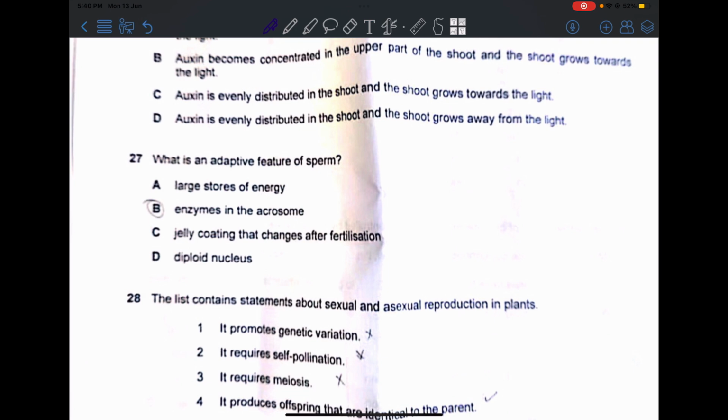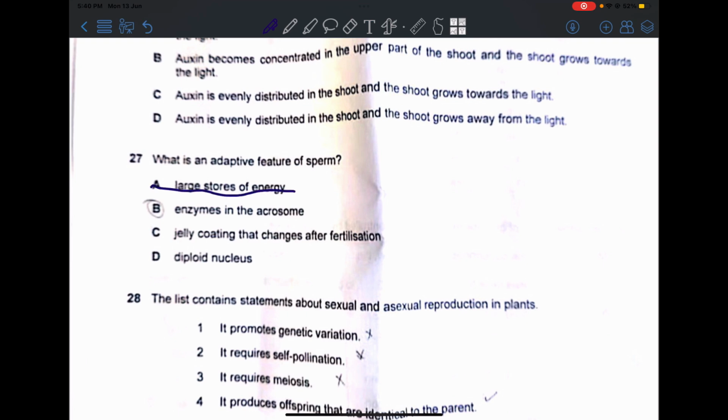27. What is an adaptive feature of sperm? Now we know that sperm has a flagellum, and it also has enzymes in the acrosome to dissolve the jelly coat in the egg cells. So let's read the options. Large stores of energy. Well, this is actually present in both the egg cells and the sperm, so this is not a special adaptive feature of the sperm.